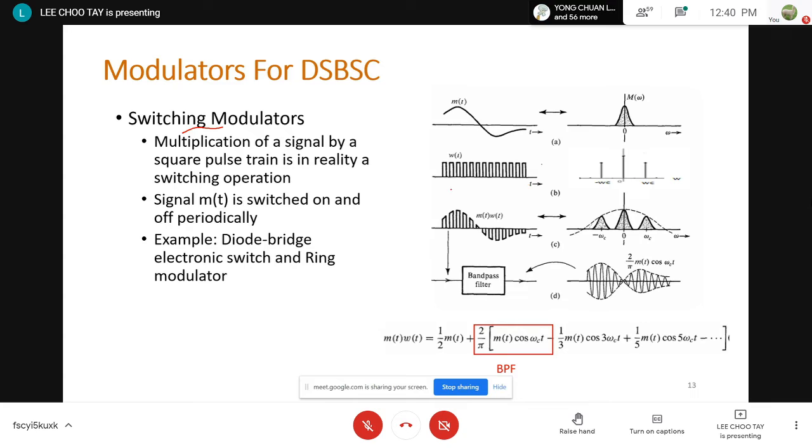Then the carrier signal is a series of rectangular pulses. The Fourier transform for rectangular pulses is a spectrum of impulses, and the envelope will be sync shaped.